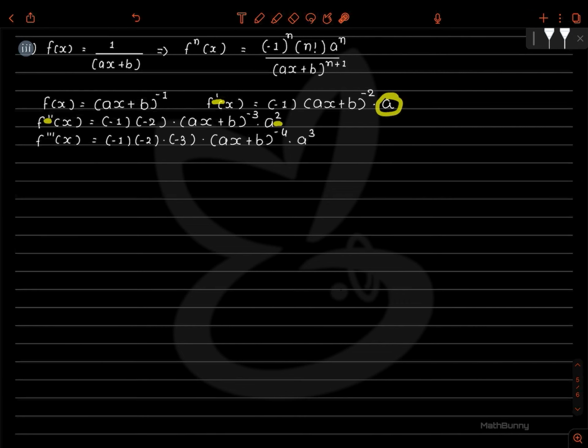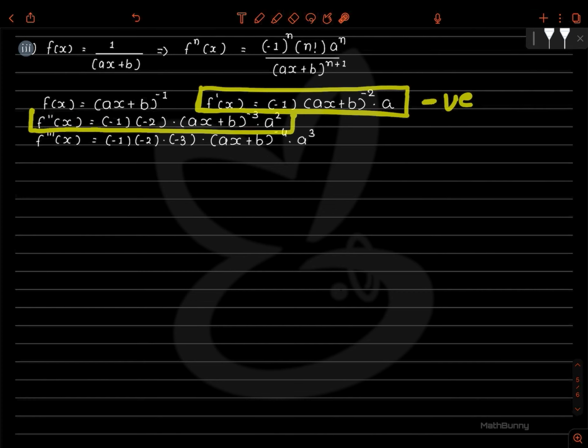You can see for the first differentiation, power of a is 1. For second, power of a is 2. And for third, power of a is 3. For the first differentiation, power of this term is minus 2. For second, it is minus 3. And for third, it is minus 4. And for the first derivative, it is 1. For the second derivative, it is 2 factorial. For the third derivative, it is 3 factorial. And we can see for any odd number of derivation, the sign of the derivative is negative. And for every even number of derivation, the sign of derivative is positive.